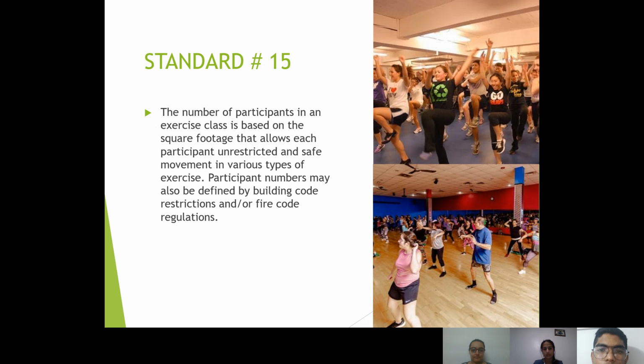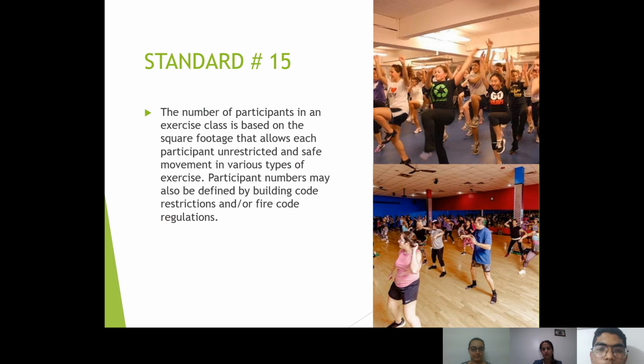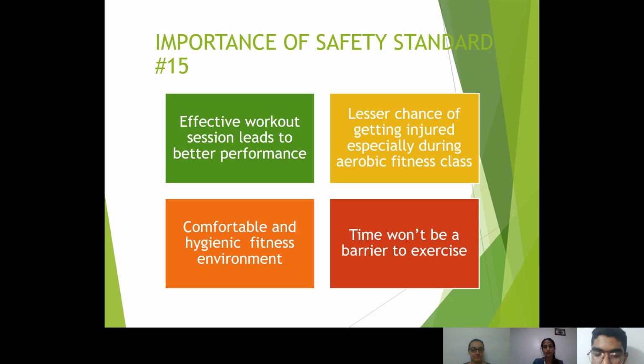From the first picture we can see that the people are overcrowded, so there will be many problems like hitting each other or getting injured. When we look at the second picture, each of them is getting their own space to do activities. So if enough space is provided to each individual, there is a lower chance of getting injured.